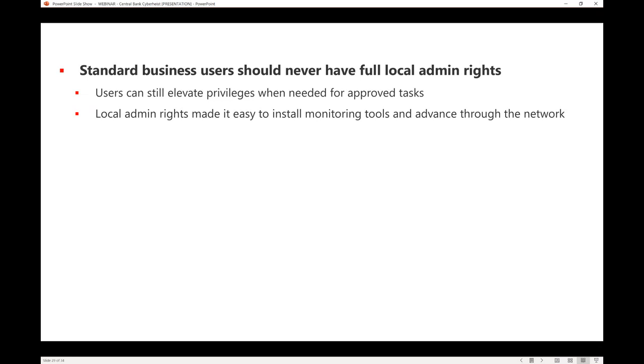There are many ways, in fact, to remove local admin rights while still letting users elevate privileges when they need to do something, such as install certain software or drivers. With Windows and Active Directory, there are many ways and tools to manage local group memberships, for example, to do this. You could do this with group policy. You could do this with LAPS, the local admin password solution. But the bottom line is, as much as possible, keep standard business users to standard accounts.